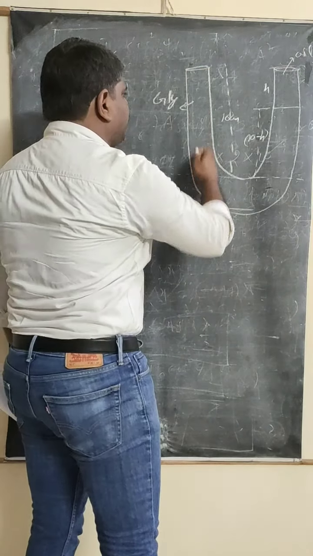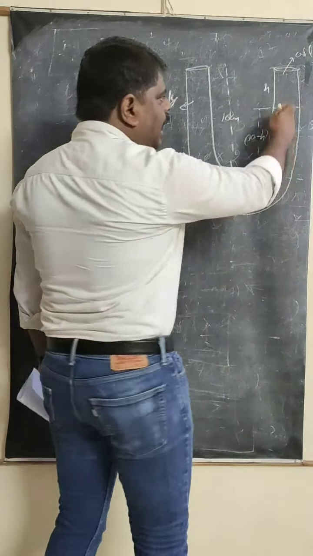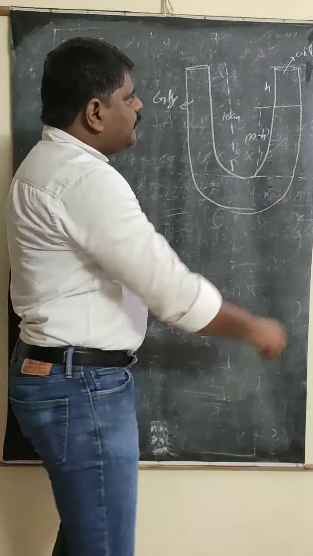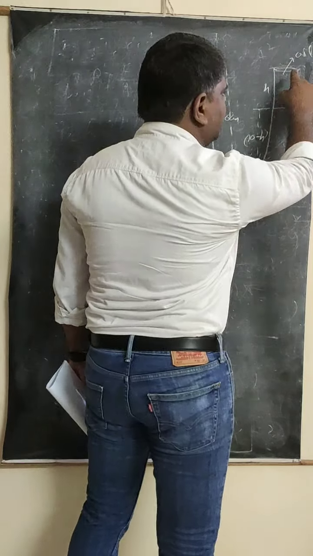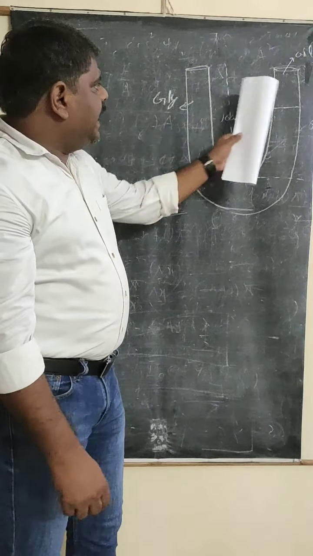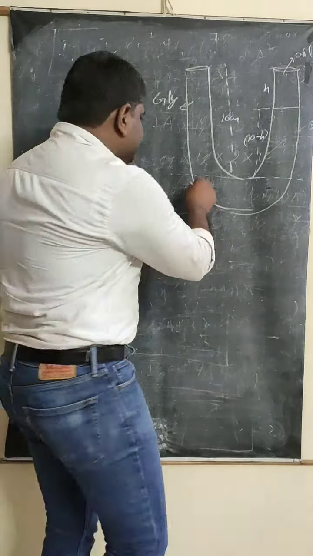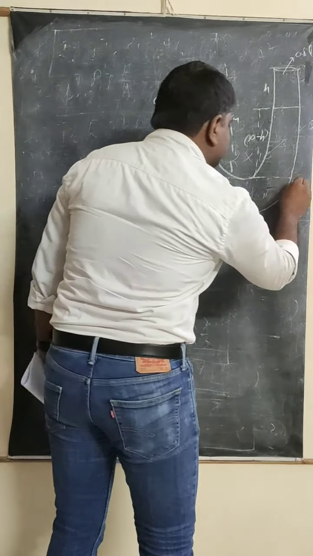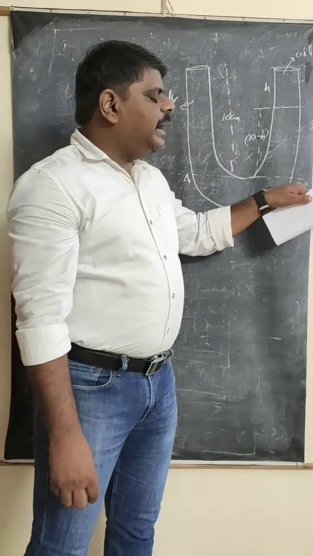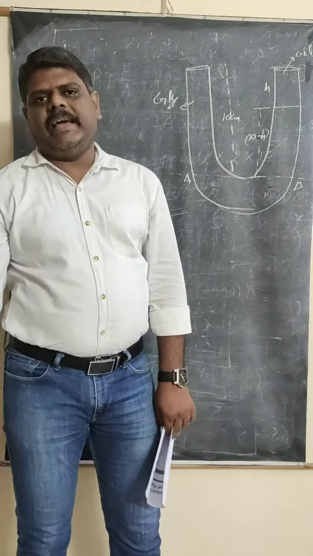So up to this total part is glycerin. Up to here it is oil, and the remaining part is mercury. And you have to find this height value, how much height of the oil will be there. Always remember that whenever you refer to this, it is in the equilibrium position. On that condition, this is the point A and this is the point B. At point A, how much pressure is there? At point B the same pressure will take place.